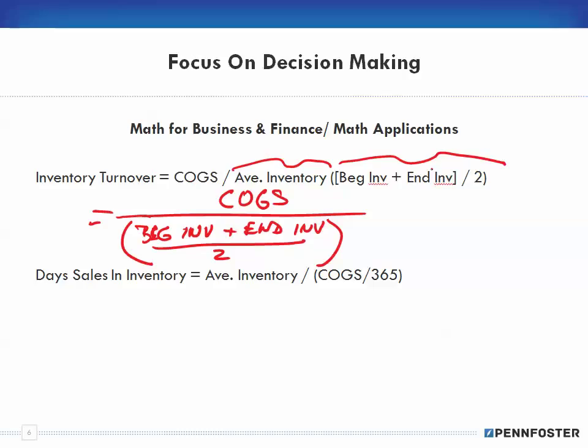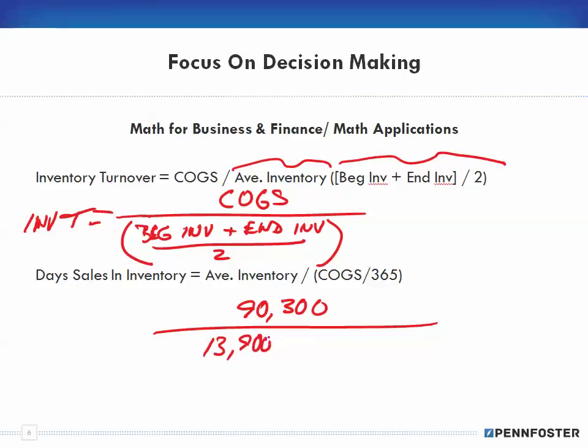I had to type it in this way, but when I'm writing it out, this is the way I'm writing it out. So when I go to do this formula, I'm going to have, and I'll use the numbers that were in the book, 90,300, and the beginning inventory was 13,900, and my ending inventory was 15,700. Okay, and then this is the way I would write it out.